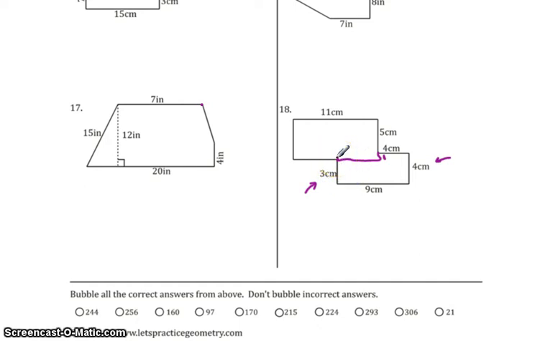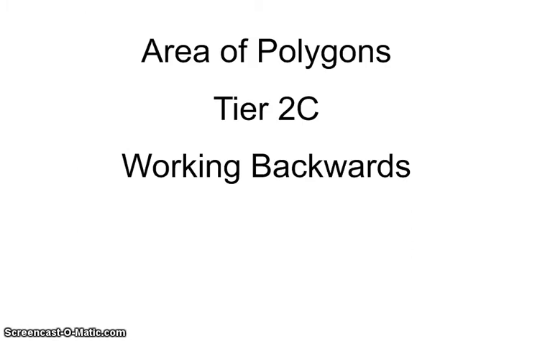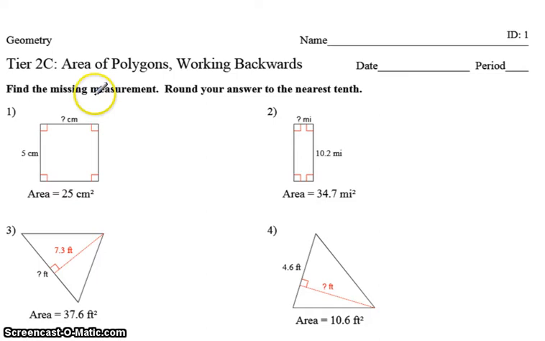This ends station 2B. Area of polygons, tier 2C. Now we're going to start to work backwards. Here's what I mean by that.